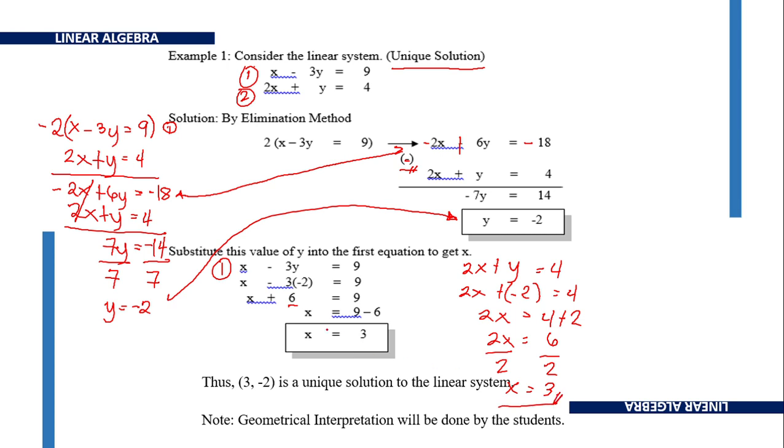Therefore, the value of x and y, which is 3 and negative 2, is a unique solution to the linear system. So how did it become a unique solution? It means that 3 and negative 2 are the only values of x and y that we can use in our given linear equations. So that is an example for unique solution.